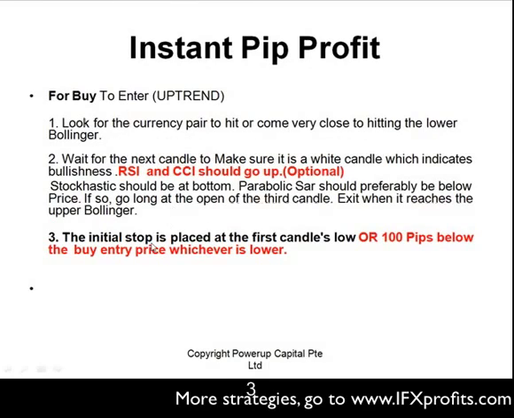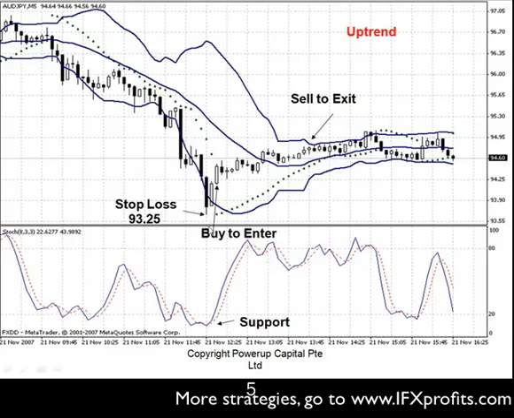Now you will place a stop at the first candle low or 100 pips below the buy entry price, whichever is lower. So this is the first candle. You place a stop over here, which is the low, or 100 pips below your buy. So you buy over here at, let's say, 94.25. So 100 pips below this is 93.25. That's where you place your stop loss.